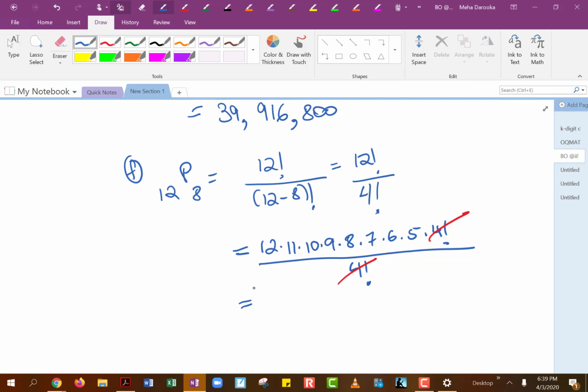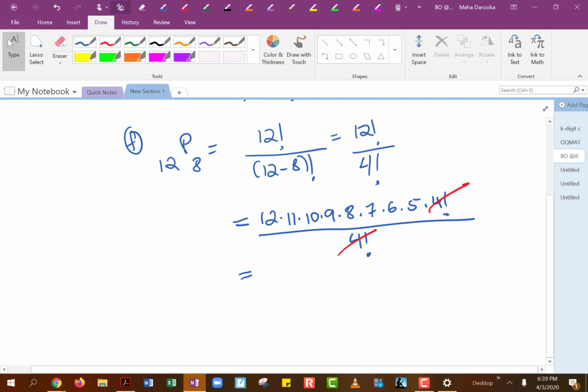But if you do from a total of 12 options, selecting 8, and this is a permutation, which means order is important, you are going to have 19,958,400 different possibilities. Let me just put this around our answers. And then this was part F.